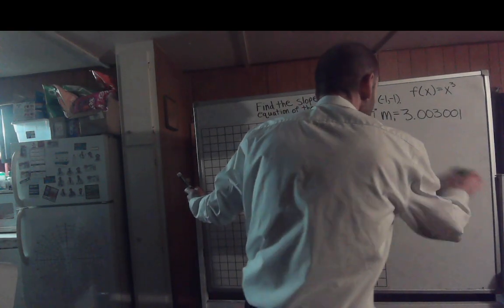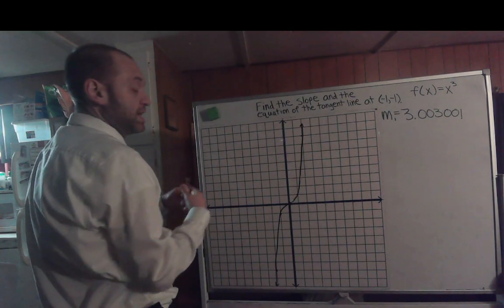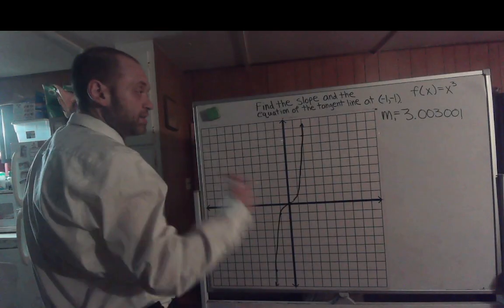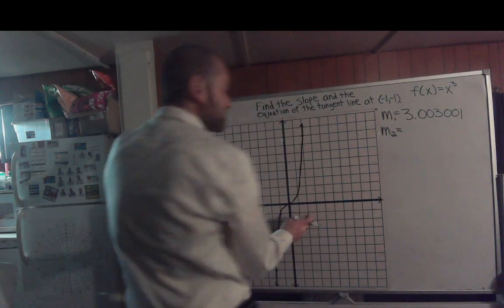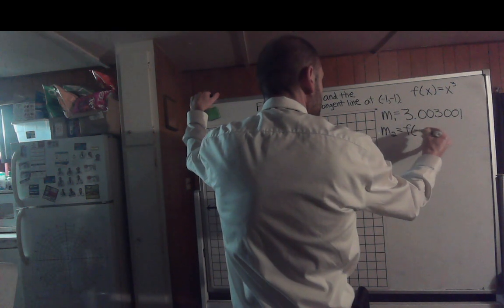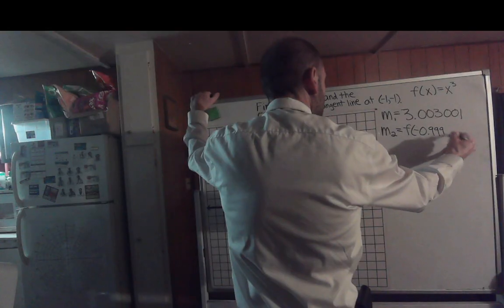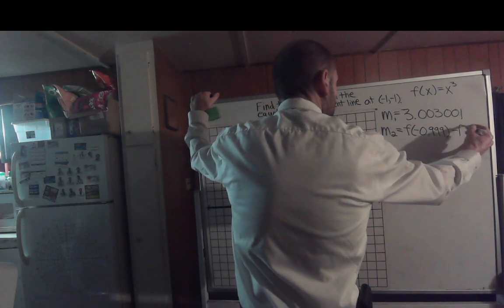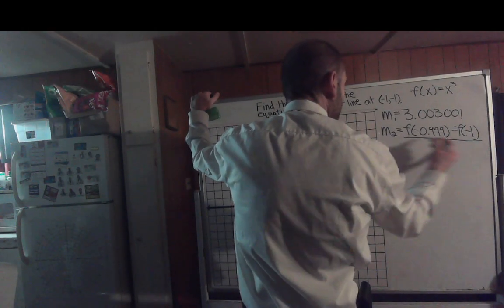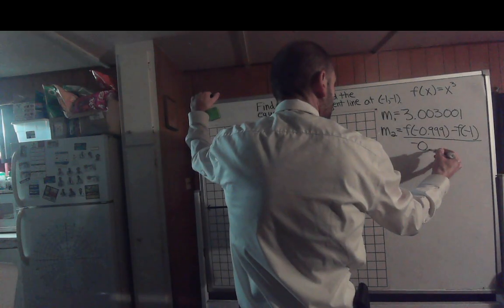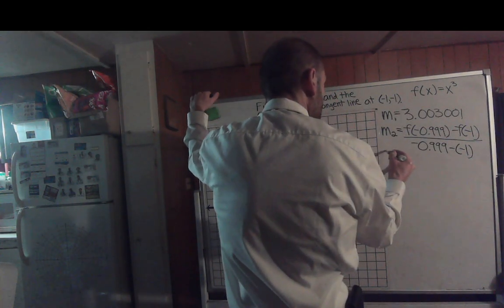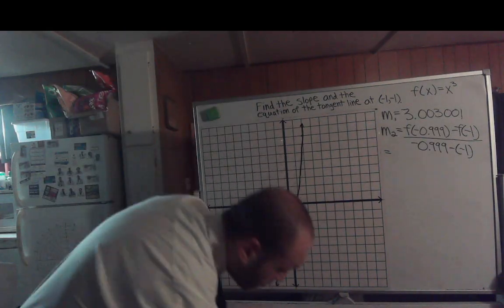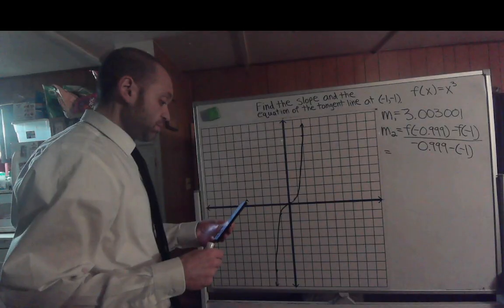Now, of course, we want to go the same distance apart the other way, to the right of -1. So the slope of the second secant line would end up being f of -0.999 minus f of -1, all divided by -0.999 minus -1. Well, now, what the heck is -0.999 to the third power? Let's see what we get.